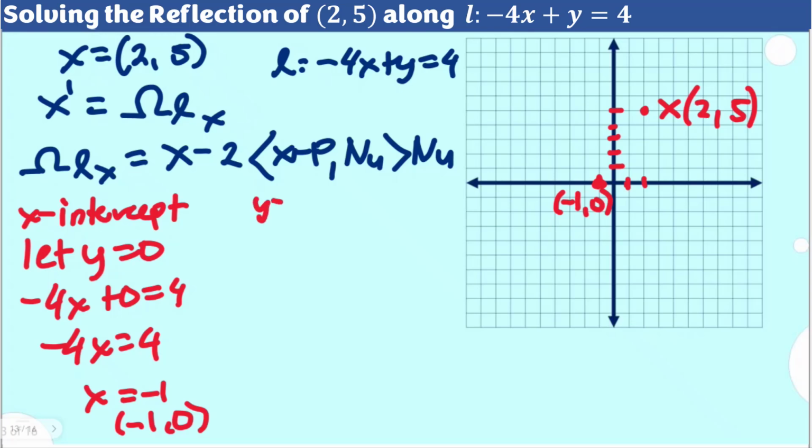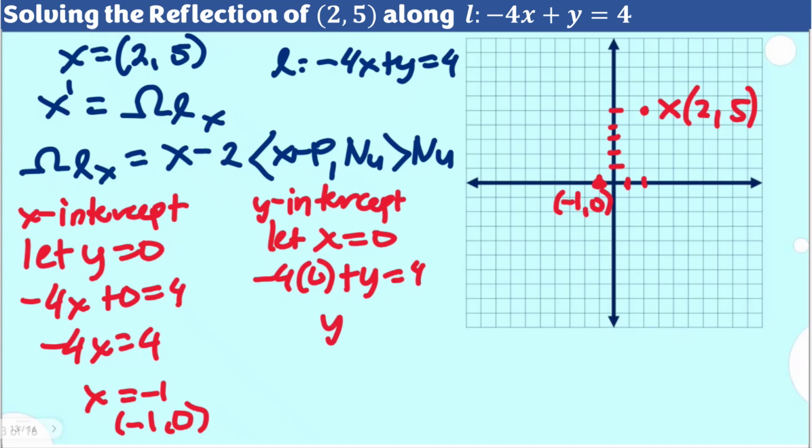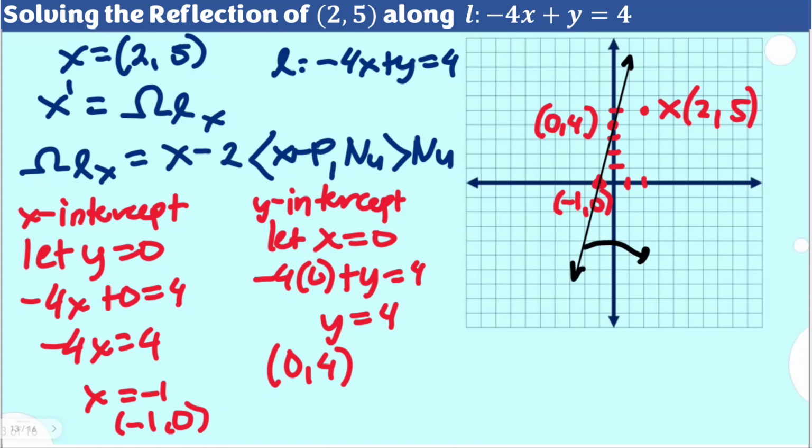For our y-intercept, let x be equal to 0. So you have minus 4 times 0 plus y equal to 4. Y is equal to 4. So it's (0, 4), which is here. This is our y-intercept. Connecting them using a line, hopefully I could draw my line well, assuming that my line is accurate, you'll have here our line L, described as minus 4x plus y equal to 4.